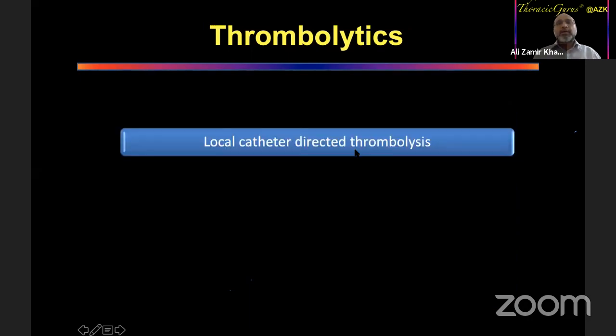What about thrombolytics? Local catheter directed thrombolysis is a known technique, increasingly being used, particularly with the catheter related thrombosis.